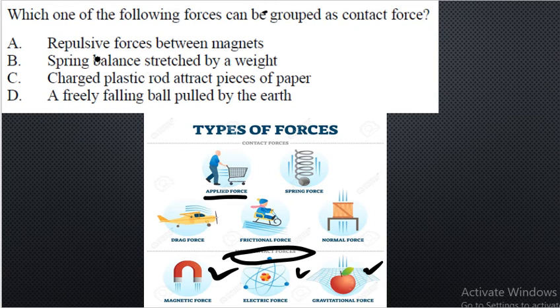A, repulsive force between magnets. No, we are talking about magnets, it's not contact. B, spring balance stretched by a weight. Yes. C, charged plastic rod attracts a piece of paper. No, this is electrical force. And D, a freely falling ball. Again, this is gravitational force. So the answer must be B.